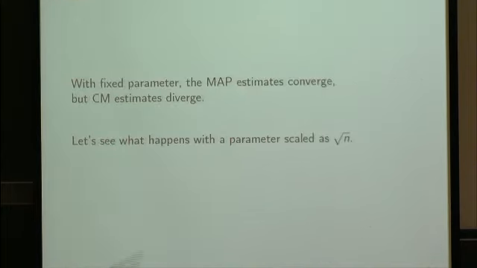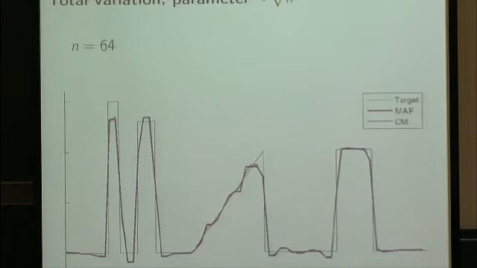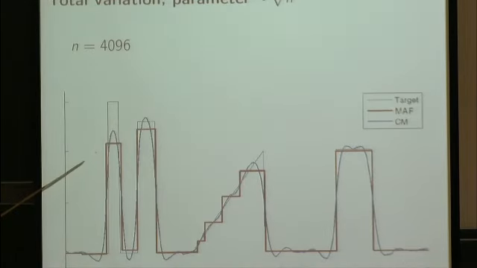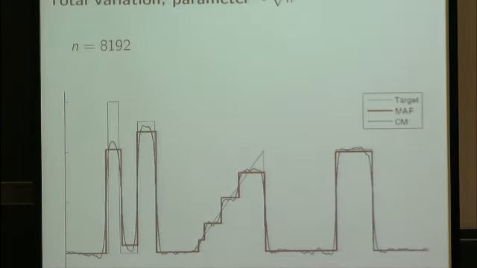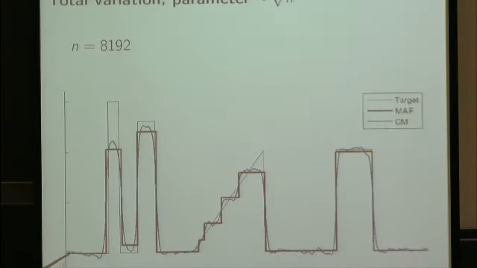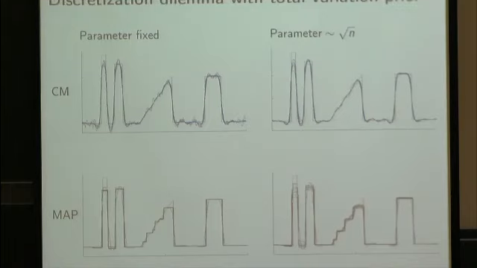Let's look at a different choice of these alpha parameters. What happens? Here is again the same picture, and let me increase the discretization. You see this goes down. So this shows how the MAP estimate starts to go to 0, and the CM estimate converges, but it converges close to the Gaussian limit. So this is what we call the discretization dilemma of the total variation prior.